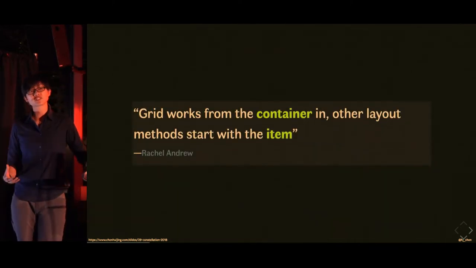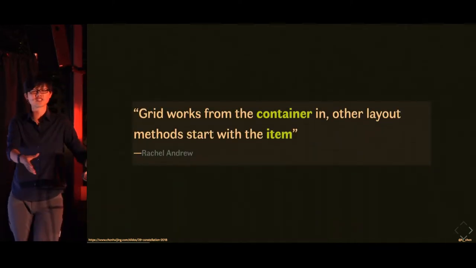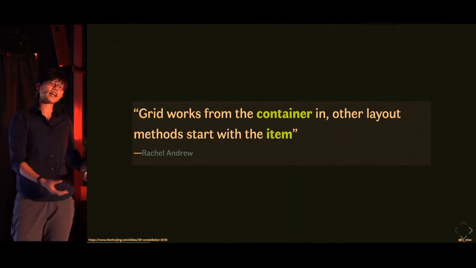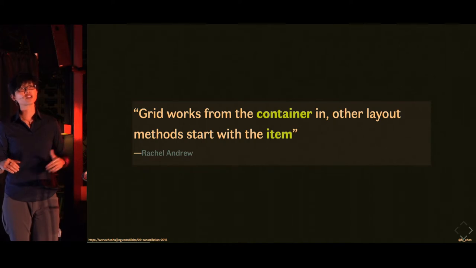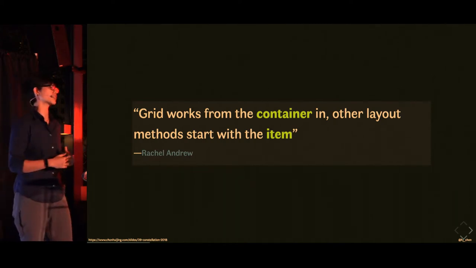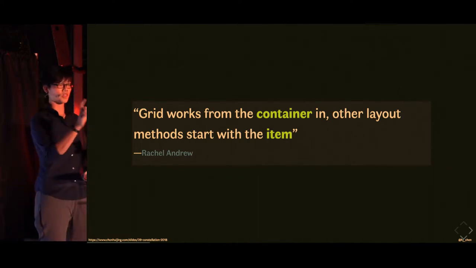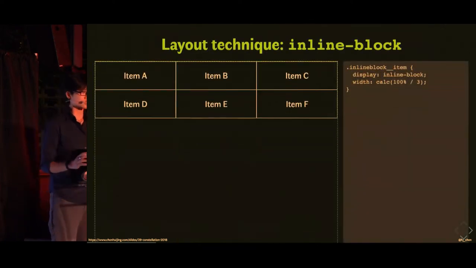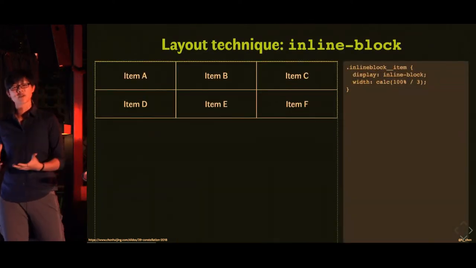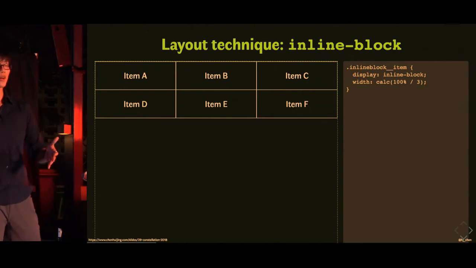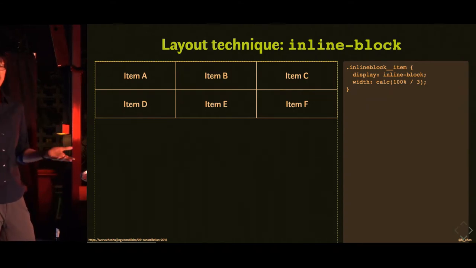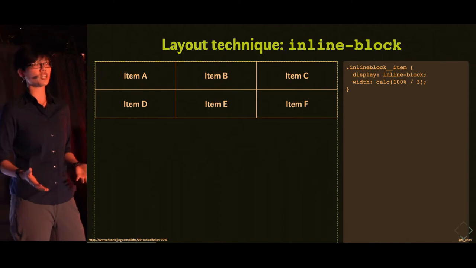Rachel Andrew, who worked on the specification for Grid, sums it up very nicely by saying that Grid works from the container in, whereas all the other layout methods that we've used before start with the item. So we can illustrate this with some examples. Say I have six items, as you can see, and I want to lay them out in a very boring three-column grid.